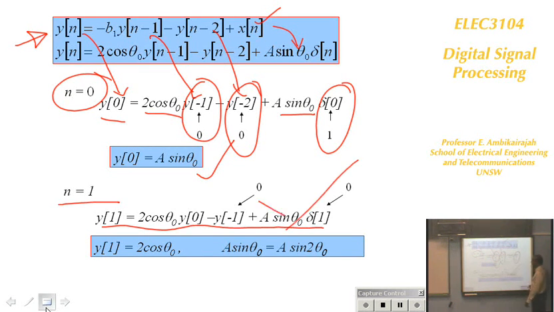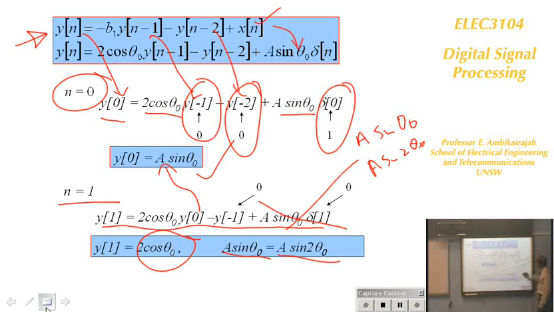From now onwards, this term disappears because the delta function is only 1 at n equals 0. This one will be 0, but this is not 0 because I have calculated it. You substitute that in here, you get a sine theta naught times 2 cos theta naught. When you multiply, you get a sine 2 theta naught. You can see the pattern. It starts from a sine theta naught, now it comes a sine 2 theta naught, then it will go a sine 3 theta naught. So that's what you have to show.